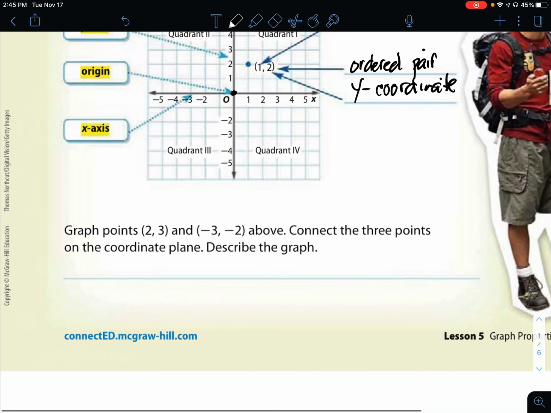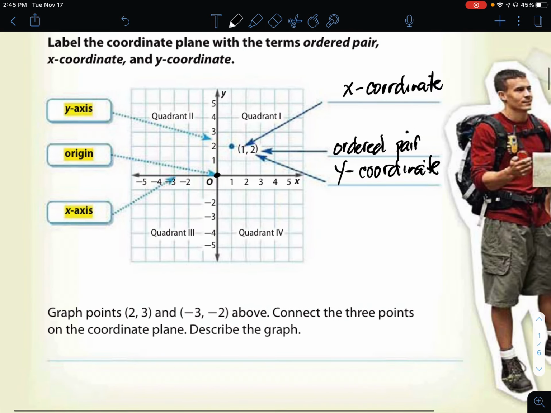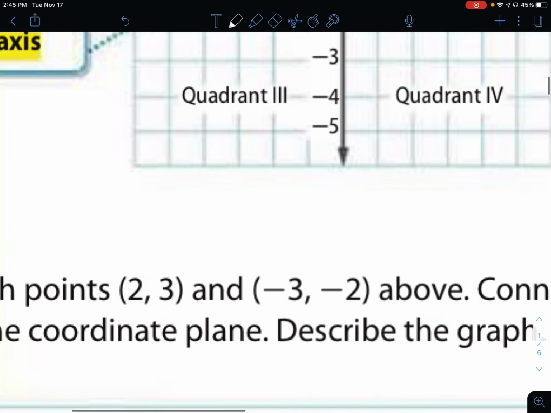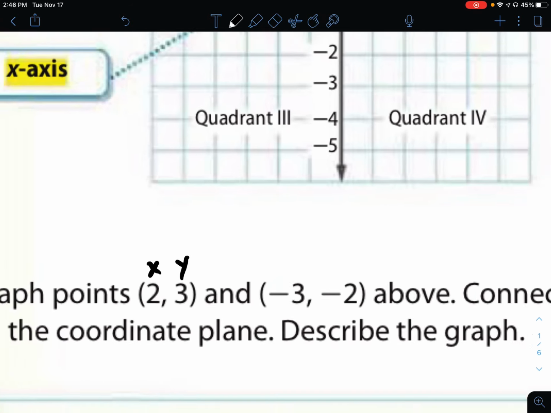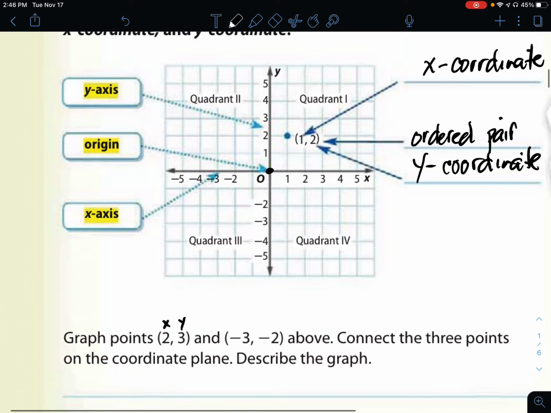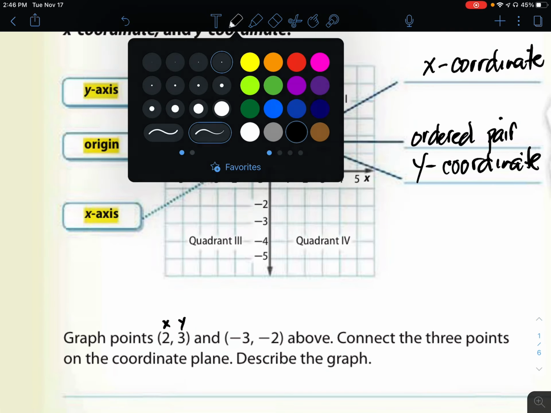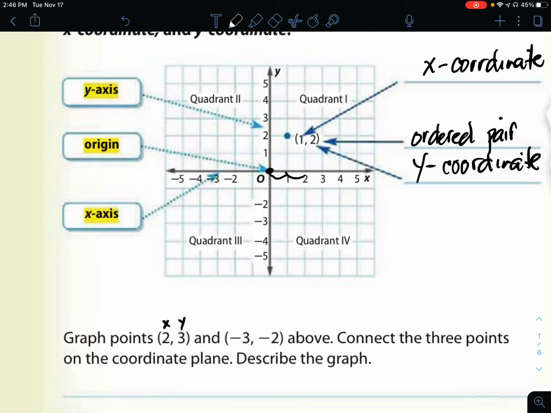So let's take a look at this one right here: graph the points. What we want to do is graph (2, 3). Again, remember this is an ordered pair, so this is your x coordinate and that's your y coordinate. I am going to go to my x-axis and go to 2 right there: 0, 1, 2. And then I'm going to go to y equals 3: 1, 2, 3. So the ordered pair (2, 3) is right here.